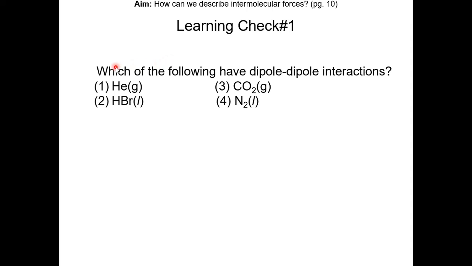Learning check number 1. Which of the following have dipole-dipole interactions? Pause the video and resume once you complete it. So we're looking for a polar molecule. The only polar molecule is HBr, so the answer is choice 2.